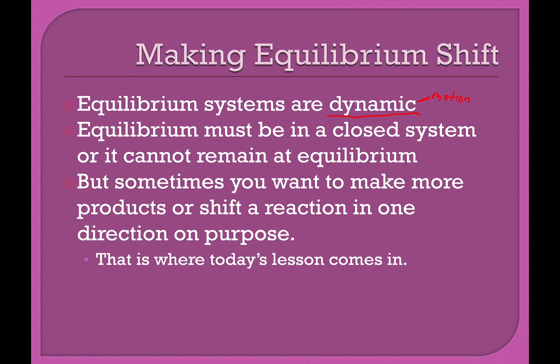We know equilibrium has to be in a closed system, or it cannot remain in equilibrium. If we have parts of our reaction escaping, or matter from the outside or energy from the outside environment coming in, then the system cannot remain in equilibrium. But depending on the reaction, we might want to make more product or shift a reaction in one direction on purpose. And that's where today's lesson comes in.